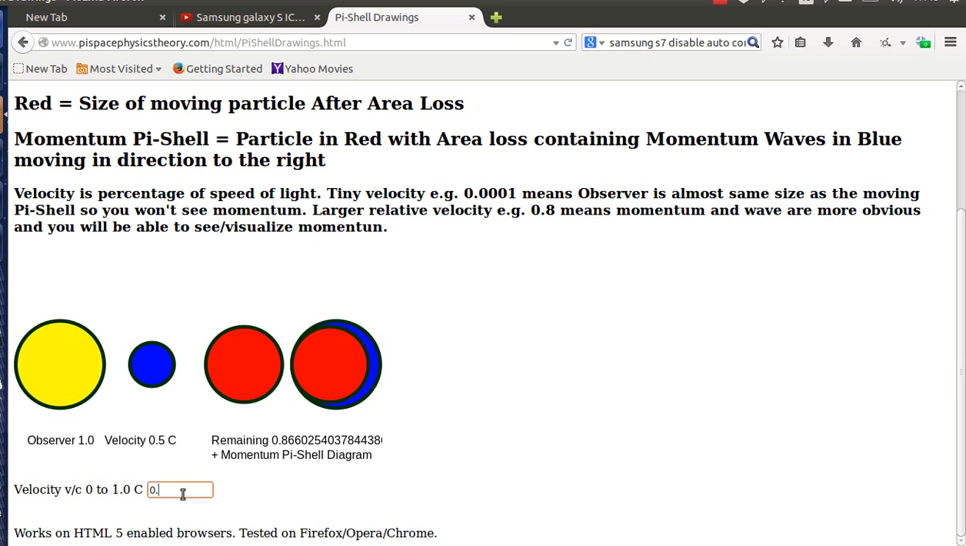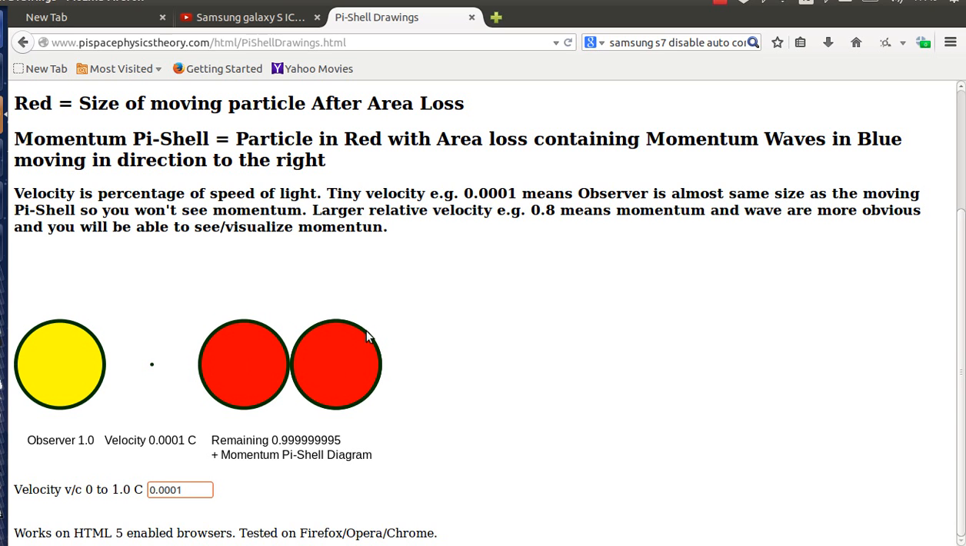So let's take an example where we're going a very small fraction of the speed of light, more analogous to the speed we travel in a car or whatever. It would obviously be much smaller than this, but if I change this, you can see immediately that the diagram changes. This is the observer. The amount of area change due to velocity is a fraction of the size of the observer. So it's this and this form this.